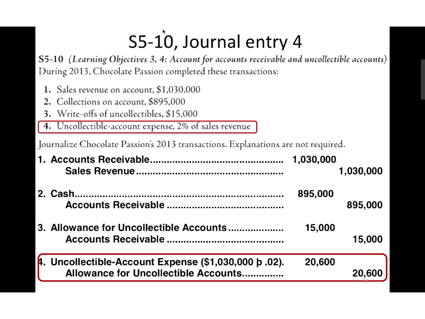We're always going to debit uncollectible account expense. We're always going to credit uncollectible accounts.